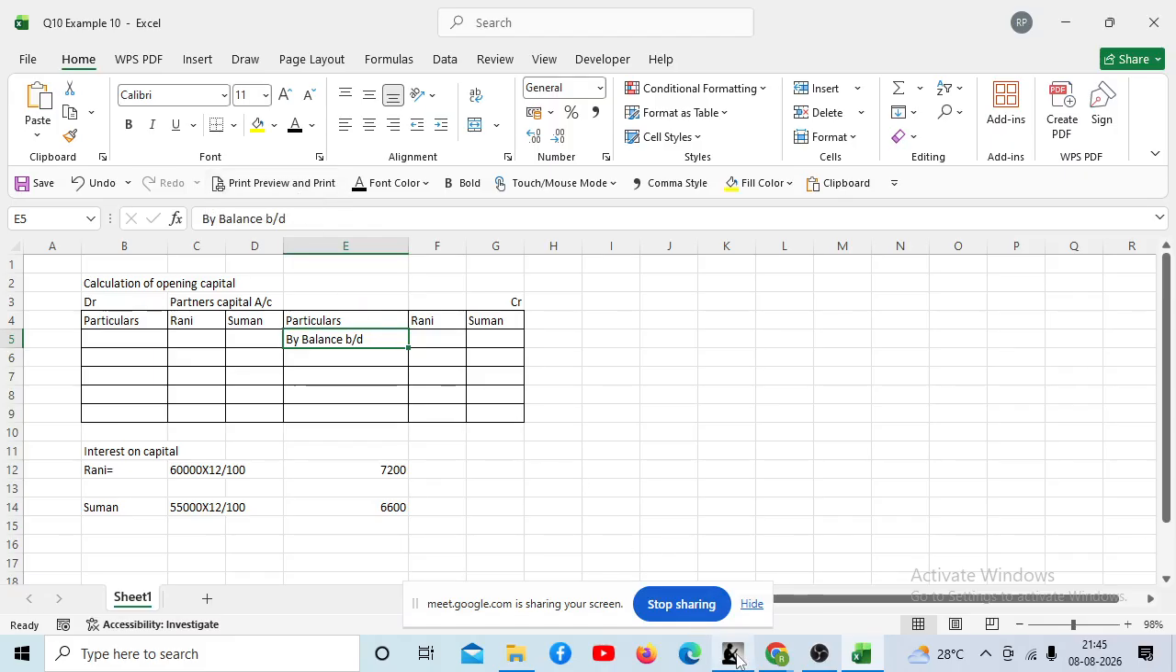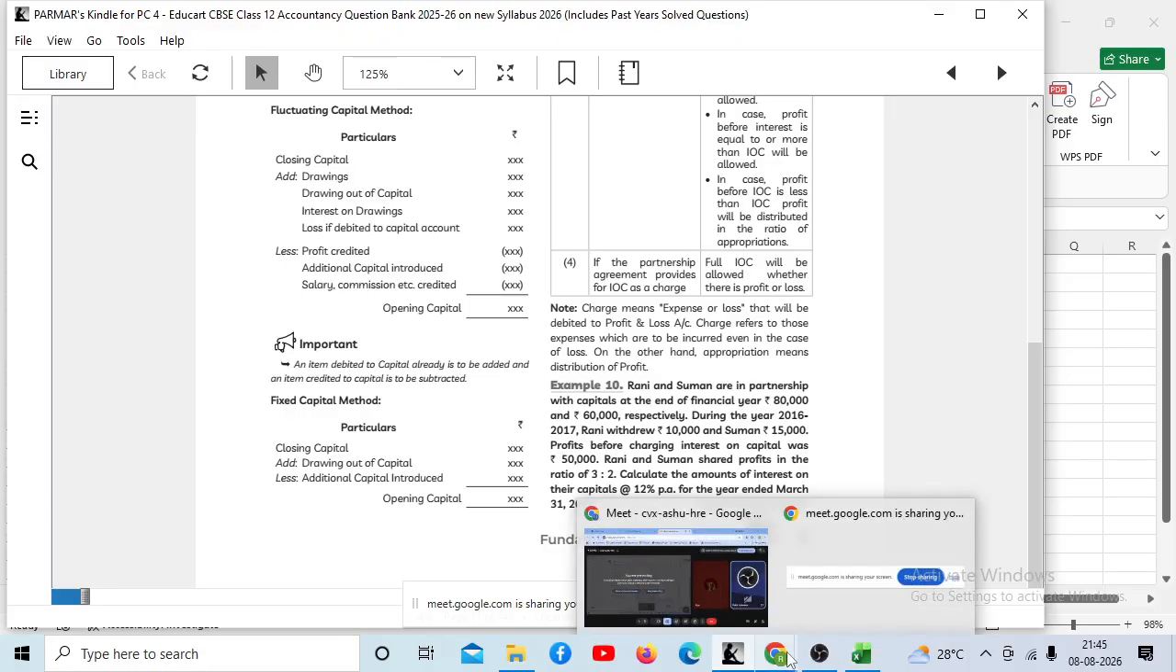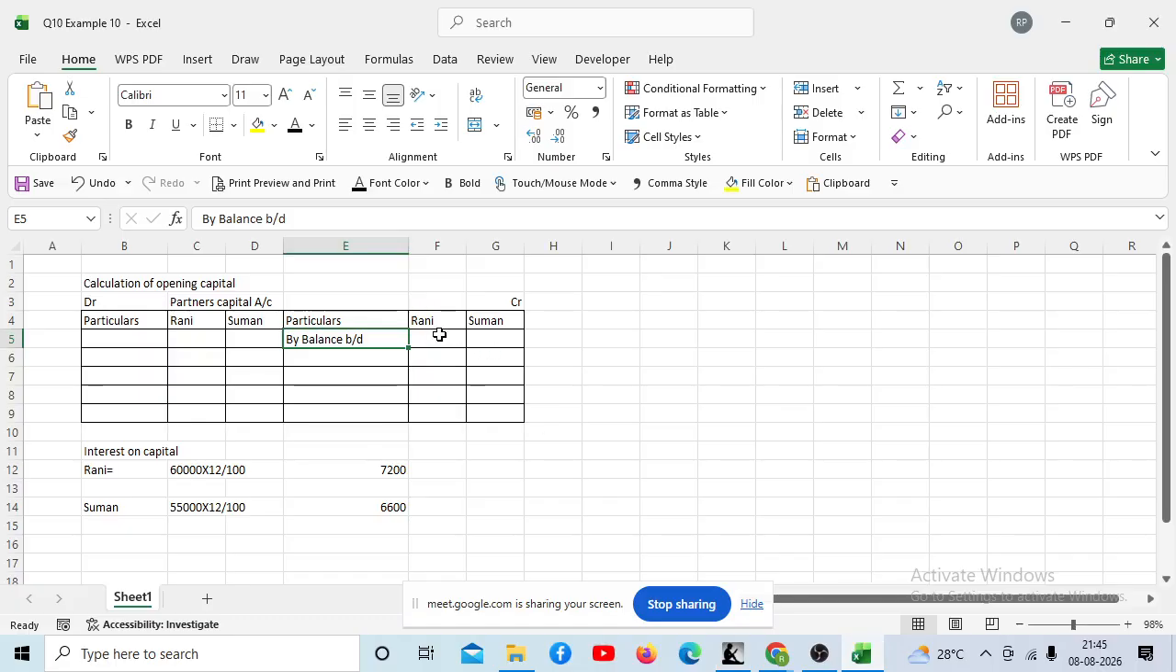Now let us refer to the question. They have given us the closing balance, which is 80,000 and 60,000. The opening balance comes over here, so the closing balance will come on the opposite side. So just write here, to balance carried down, 80,000 and 60,000.